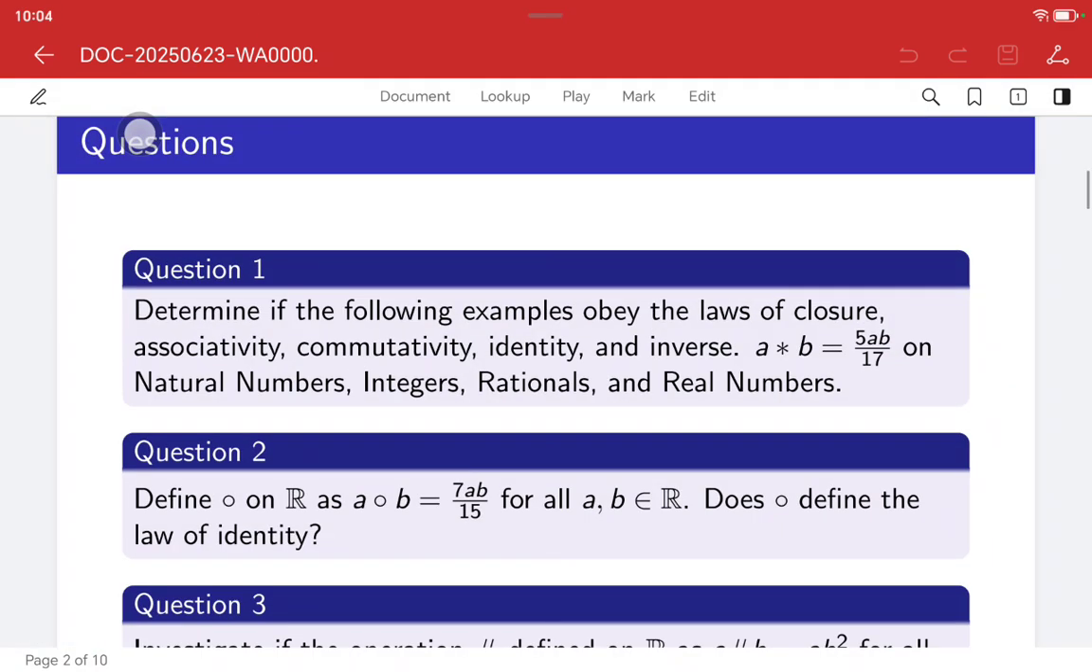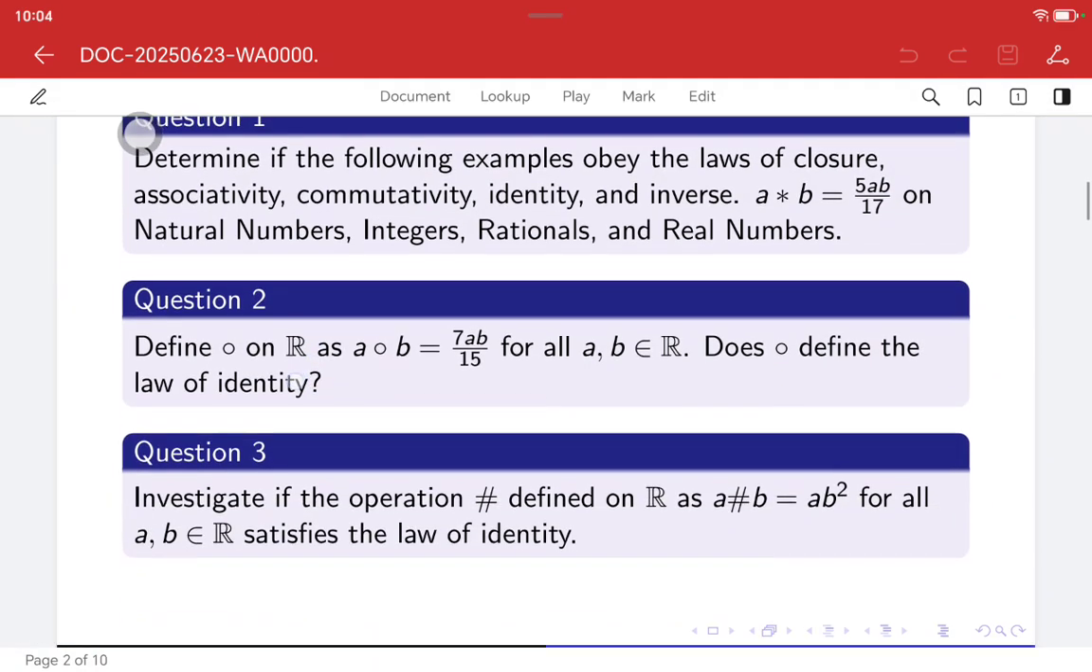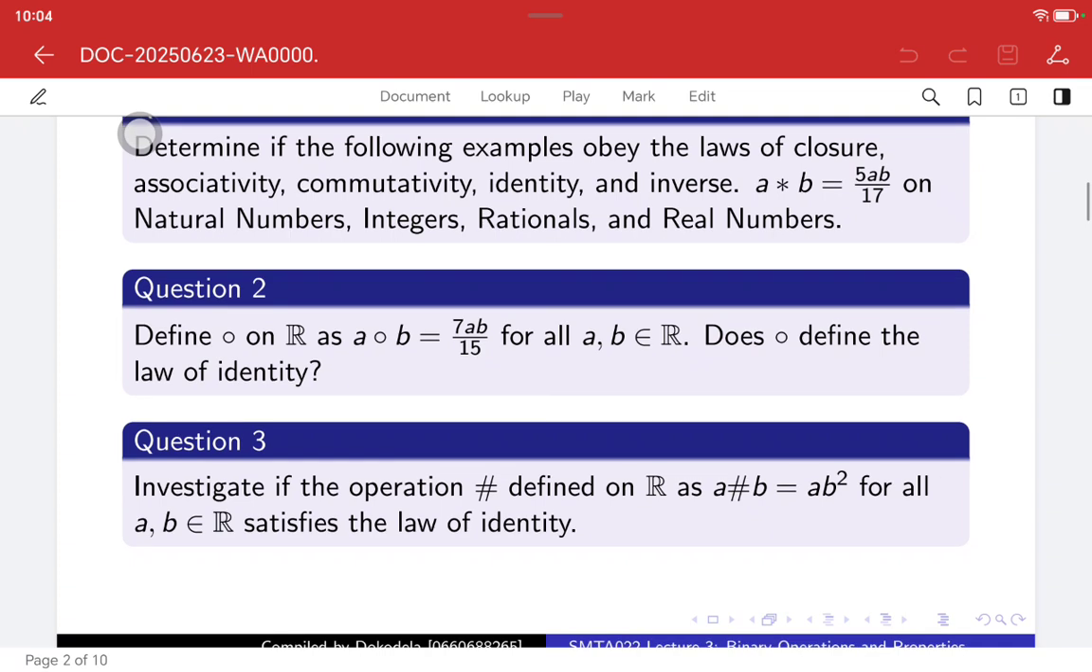So our binary operation here is a star. On question 2, they say we should define this O on R as A O B is equal to A plus 7, AB over 15 for all A, B elements of R. And they ask, does this binary operation satisfy the law of identity? Then question 3, they say we should investigate if the operation hash defined on R as A hash B is equal to AB squared for all A, B elements of R satisfies the law of identity.